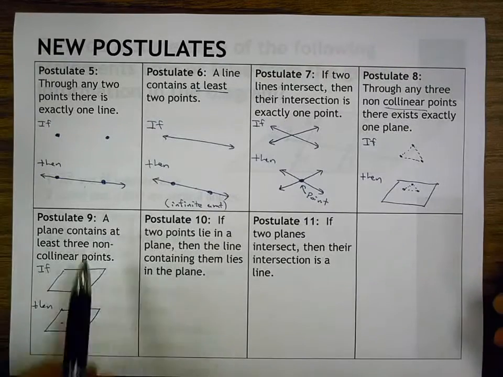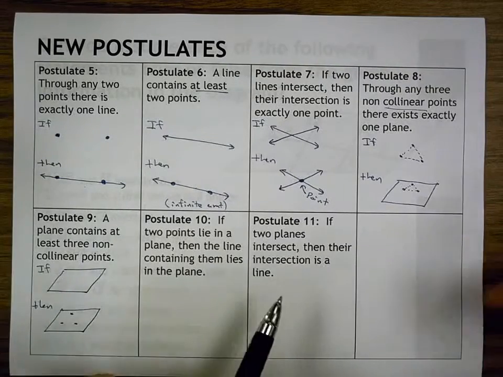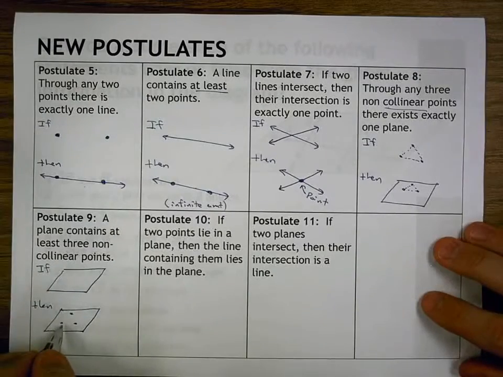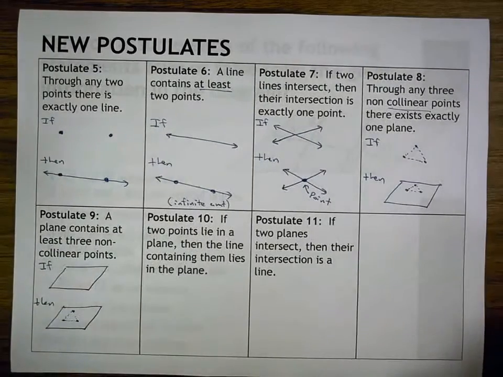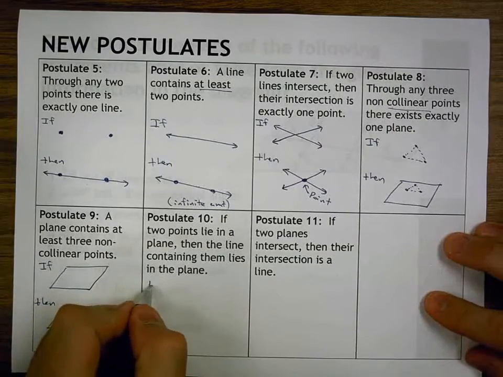Why is it not 2? Well, that'd be a line. If it was just 1, it would be a point. So 3 points, kind of that triangle idea again, will guarantee that we have a plane. Now you won't typically see the triangle drawn there, but maybe it's some idea that will help you make that connection. Postulate 10 says if 2 points lie in a plane, then the line containing them lies in the plane.